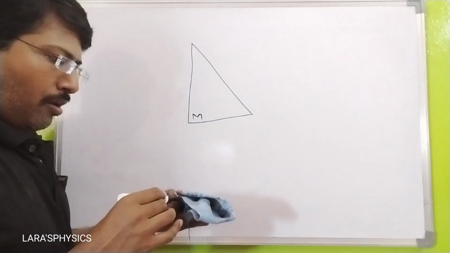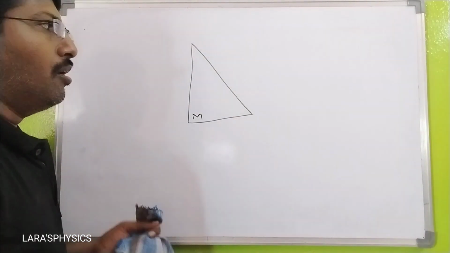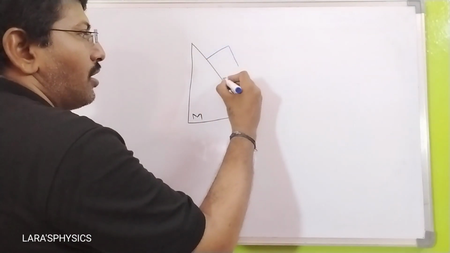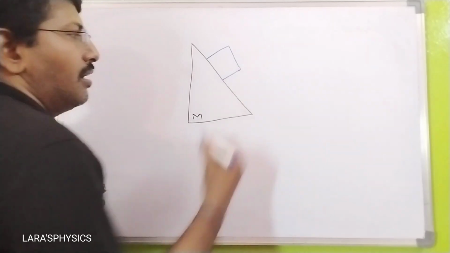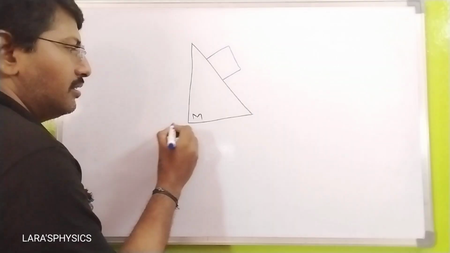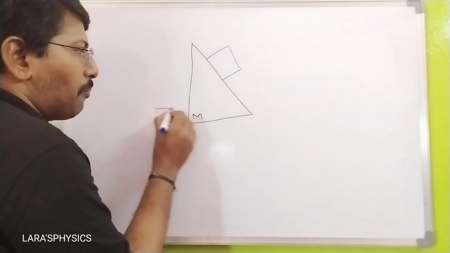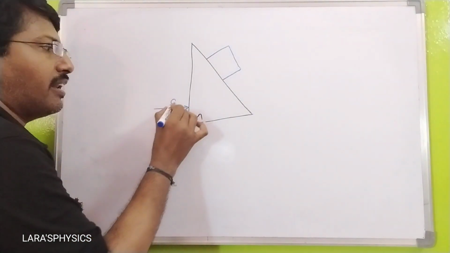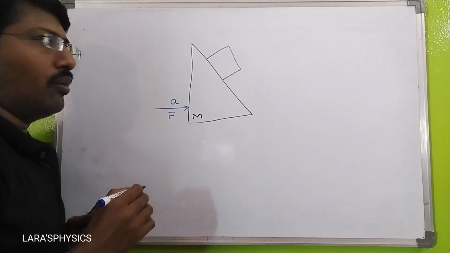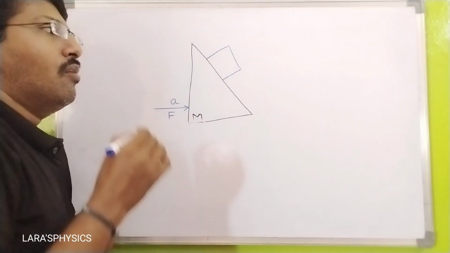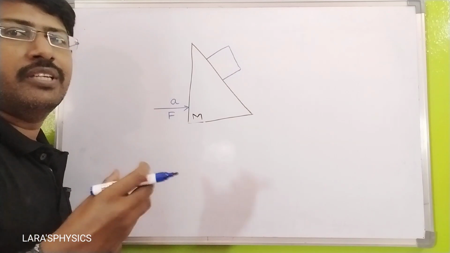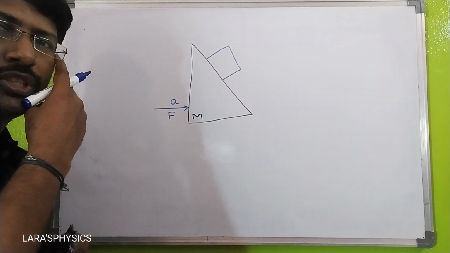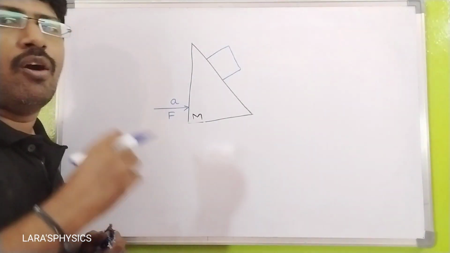I arranged one block here, like this. And if I apply the force like this with force F and acceleration A. Okay. Now what they asked here is, what is the minimum force required to keep this small block in equilibrium position, or without sliding down?